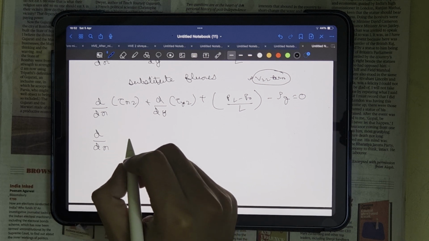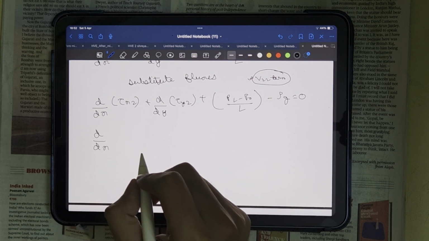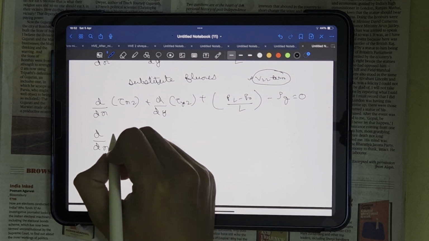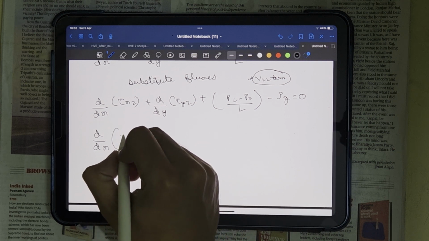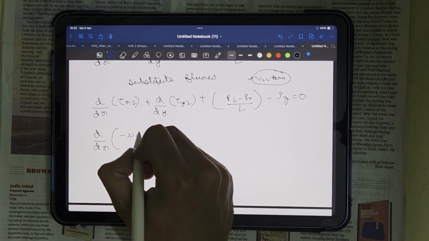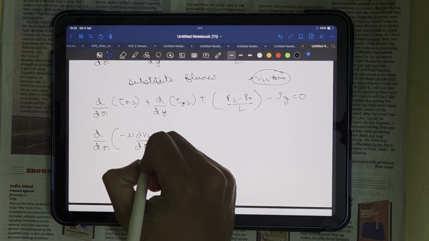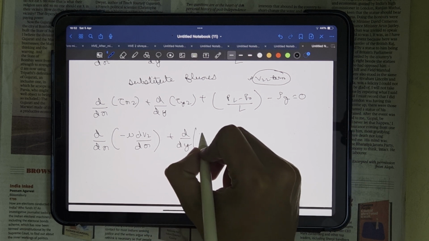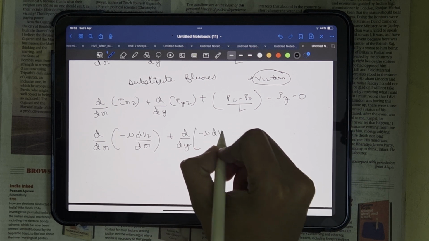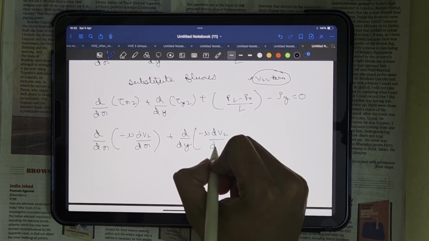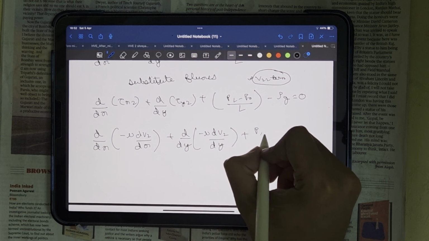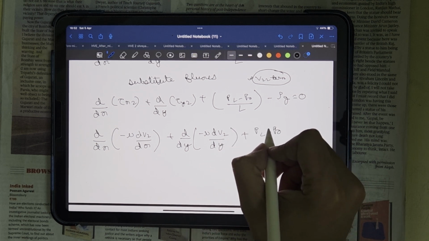Now we can substitute Newton's law of viscosity. So we can write this as minus mu dvz by dx plus d by dy of minus mu dvz by dy plus p minus p naught.